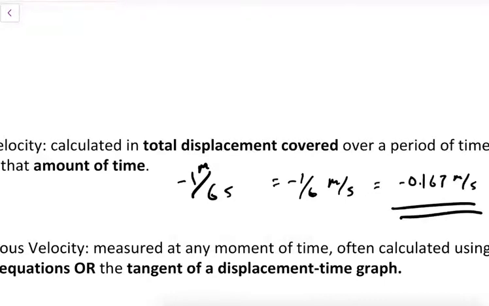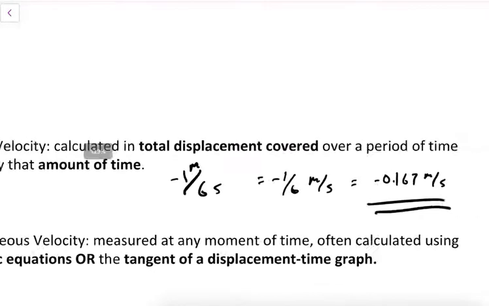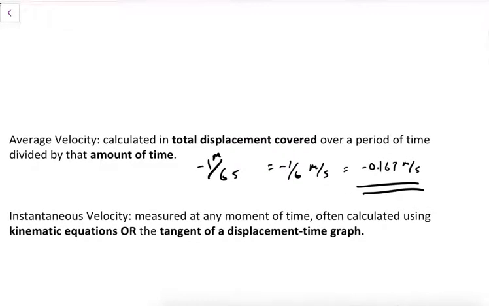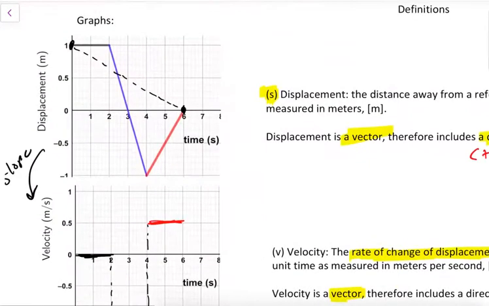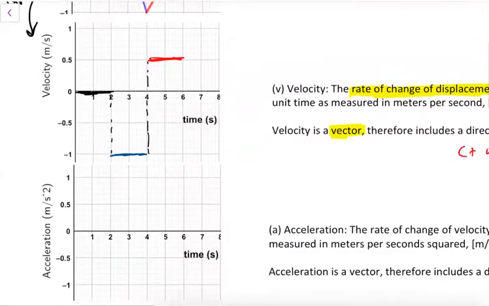We don't write in fraction form. And then instantaneous velocity is measured at any moment of time. So you can either calculate it by using kinematics equations, which we experienced in the extensions, or through the tangent of the displacement time graph. But in this case, the displacement time graph doesn't have curves, so the tangents aren't that tough. So it's either you have an instantaneous velocity of 0, -1, or +1/2. That's it.